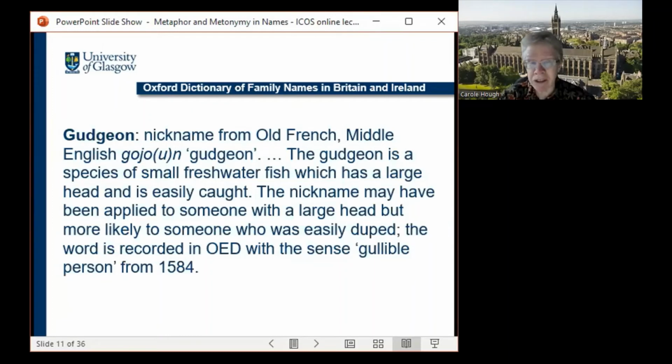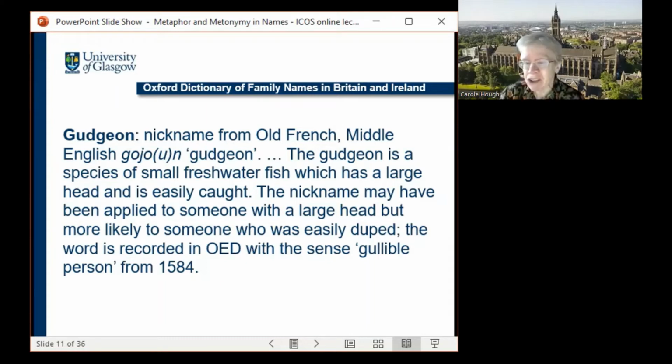Here's the entry for gudgeon, where the etymon designates a species of small freshwater fish which has a large head and is easily caught. Here again, there are two possibilities, one based on the mapping of a physical attribute, the large head, and the other based on the mapping of a mental attribute, stupidity. Most English speakers today are unlikely to be aware of either attribute. I certainly wasn't.